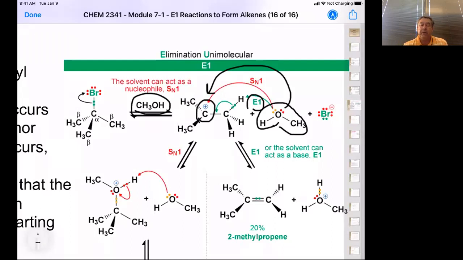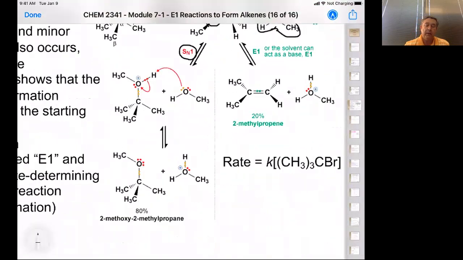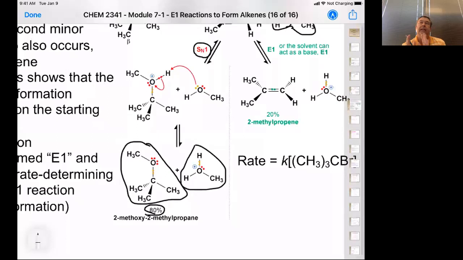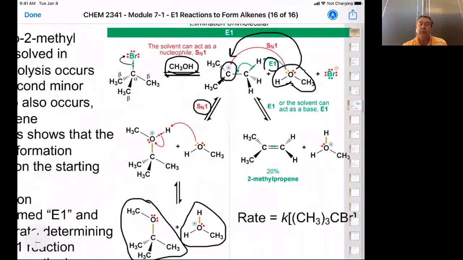And in this case of methanol here, if it forms that substitution product, it gives us our protonated alcohol, which can then be deprotonated by more methanol to give us our ether. And in this case, 80% of it is that species. However, if it acts as a base and pulls a hydrogen off the beta carbon, so this was our alpha carbon, we'll end up with our neutral product, which is this propene, and our protonated methanol right here.